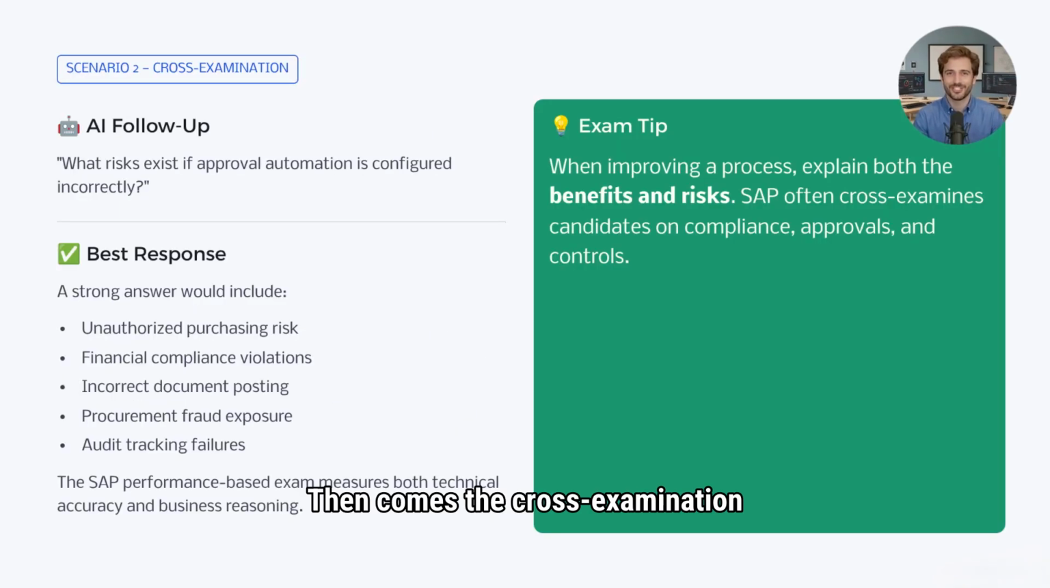Then comes the cross-examination phase. The AI asks, what risks exist if approval automation is configured incorrectly? This is where many candidates fail SAP hands-on practice exams. A strong answer would include unauthorized purchasing risk, financial compliance violations, incorrect document posting, procurement fraud exposure, and audit tracking failures. The SAP performance-based exam measures both technical accuracy and business reasoning. Exam tip: when improving a process, explain both the benefits and risks. SAP often cross-examines candidates on compliance, approvals, and controls.